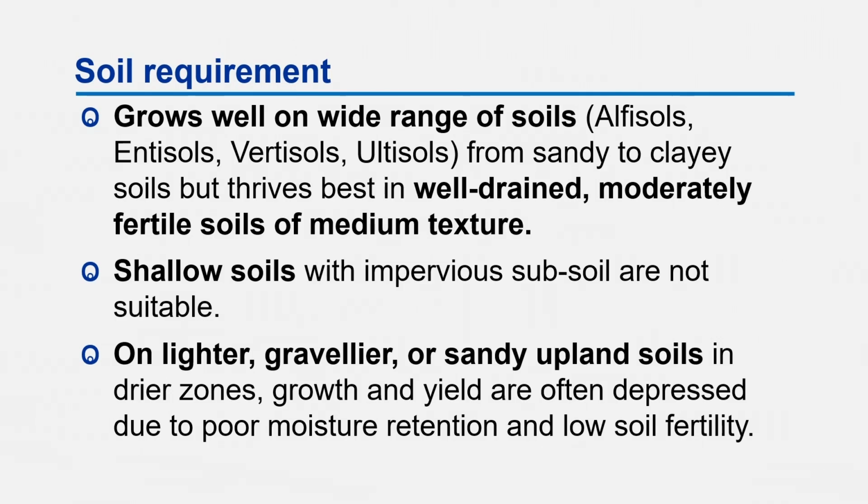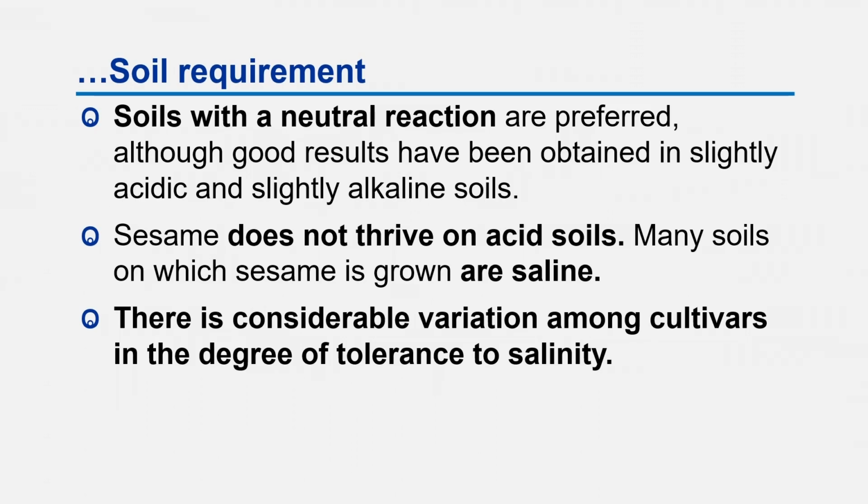On lighter, gravelly or sandy upland soils in drier zones, growth and yield are often depressed due to poor moisture retention and low soil fertility. So, such kind of marginal lands are really not good for this crop. Soils with a neutral reaction are preferred, although good results have been obtained in slightly acidic and slightly alkaline soils. That means too acidic or too saline or too alkaline soils are not good. Sesame does not thrive on acid soils. Many soils on which sesame is grown are saline or partly saline. There is considerable variation among cultivars in the degree of tolerance to salinity.